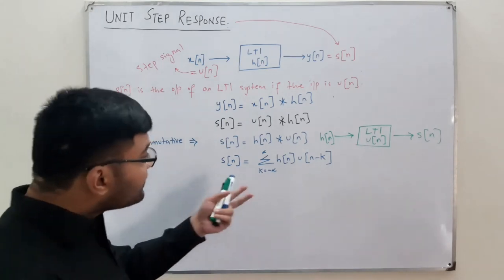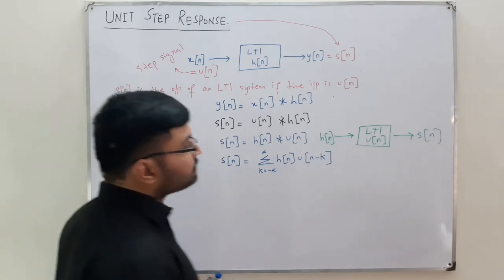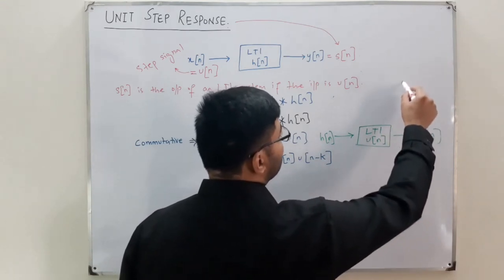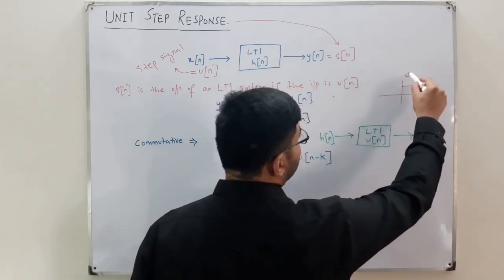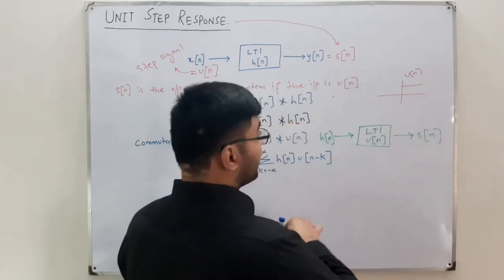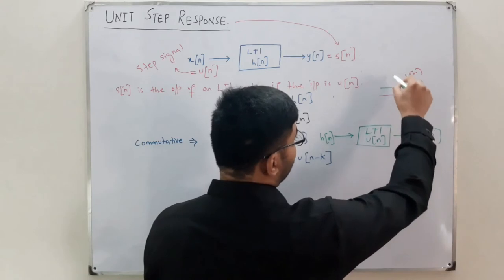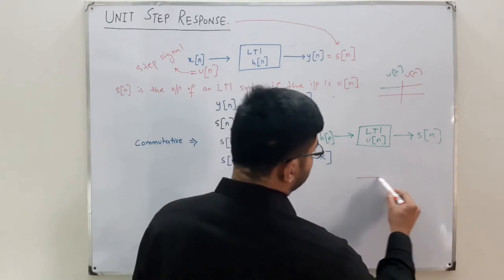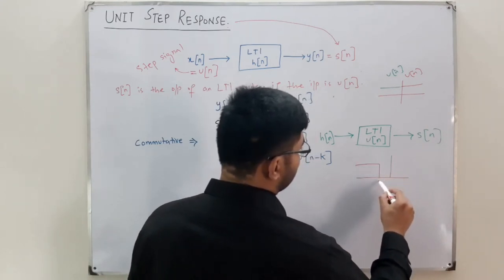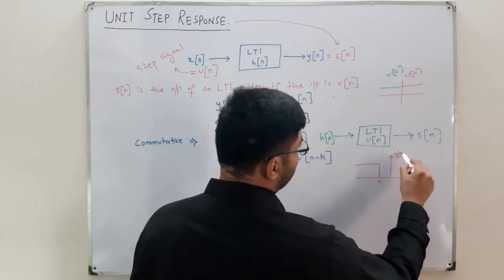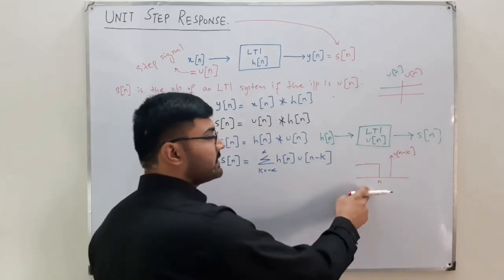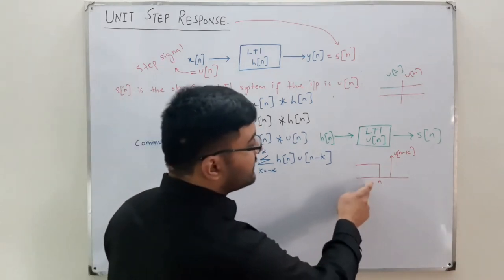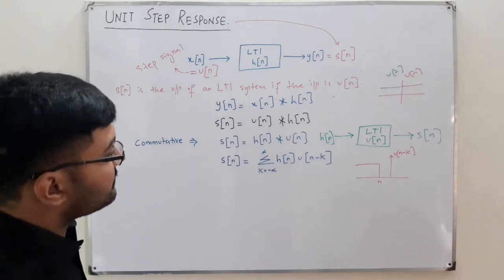Now, u of n minus k is what? You know that if this is your u of n, then this would be your u of minus n. So n minus k is something like this. This is u of n minus k, and depending on the value of n, this could be over here if n is negative, over here if n is positive. So have a look, what is happening? It exists from negative infinity till n. So I can write it as what?